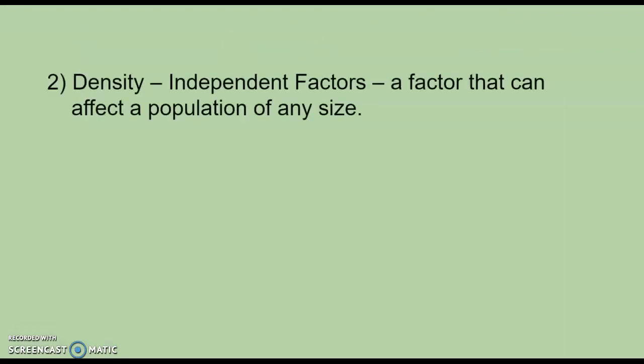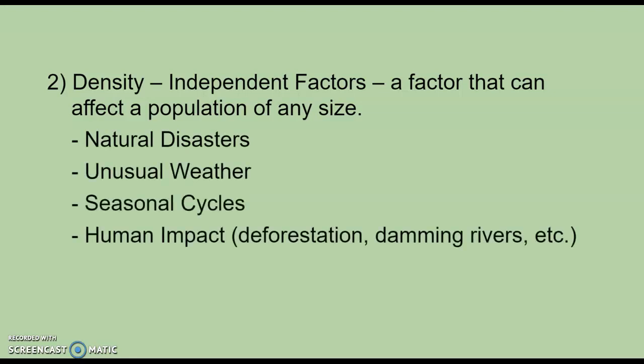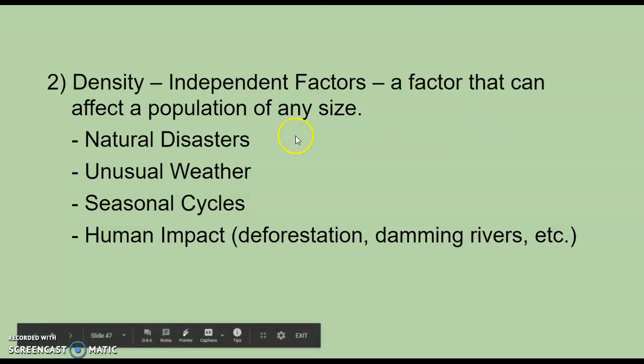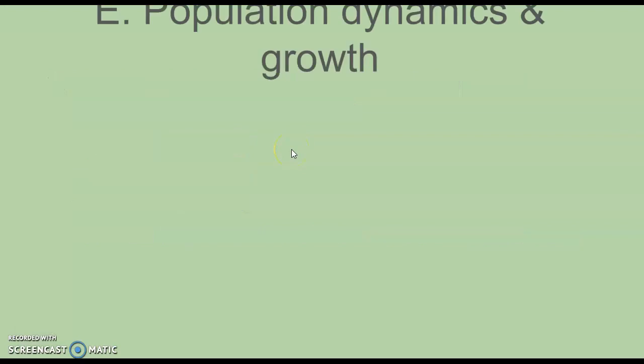So opposite of that are density independent factors. These affect the population, but it doesn't depend on the size. So these are things like natural disasters, unusual weather, seasonal cycles, and human impact, which we'll get to later on when we focus on human ecology. All of these things affect a population size, but it doesn't really have to do with the density, right? A natural disaster can wipe out a population, but that can happen to a very small population or a very large, dense one.